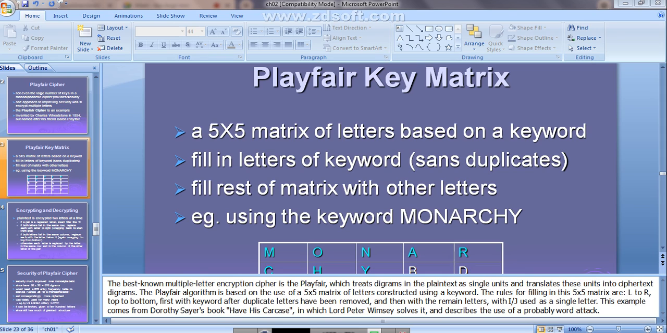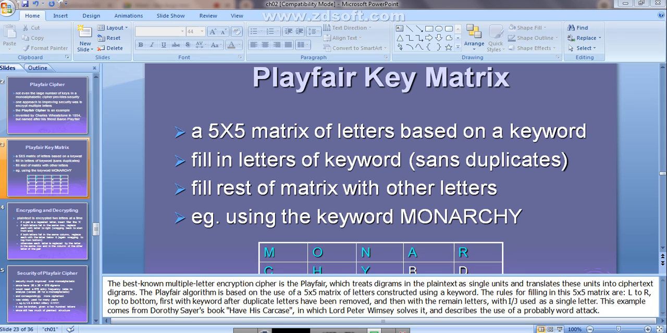Getting the thing? For this Playfair, what are they going to use? Whatever plain text is there, they treat it as a single unit, and translate these units into cipher text digrams. Whatever plain text you want to encrypt, they indicate it as a single unit, and translate those plain text units into the cipher text digrams.